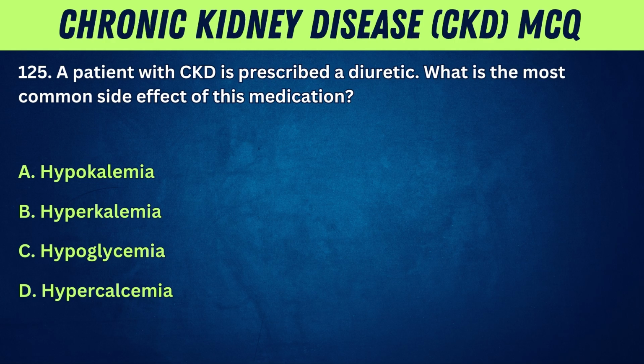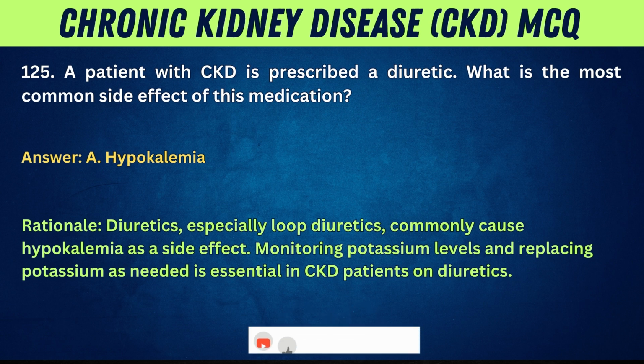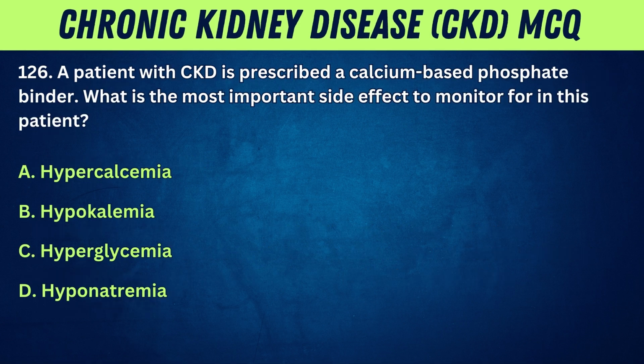125. A patient with CKD is prescribed a diuretic. What is the most common side effect of this medication? A. Hypokalemia. B. Hyperkalemia. C. Hypoglycemia. D. Hypercalcemia. Answer: A. Hypokalemia. Rationale: diuretics, especially loop diuretics, commonly cause hypokalemia as a side effect. Monitoring potassium levels and replacing potassium as needed is essential in CKD patients on diuretics.